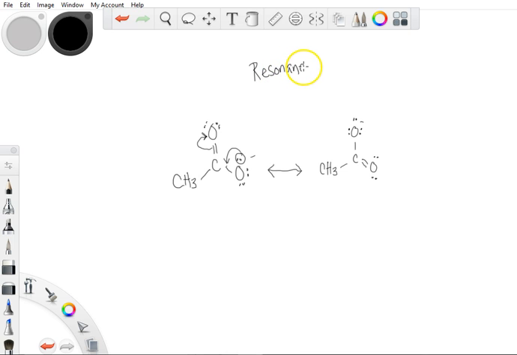So why is resonance important? Why would I want to spread a negative charge out between these two oxygens? And by the way, this could reverse. So I could just as easily go back down here and put this over here, right? So why is resonance important? Well, it's really important due to stability.